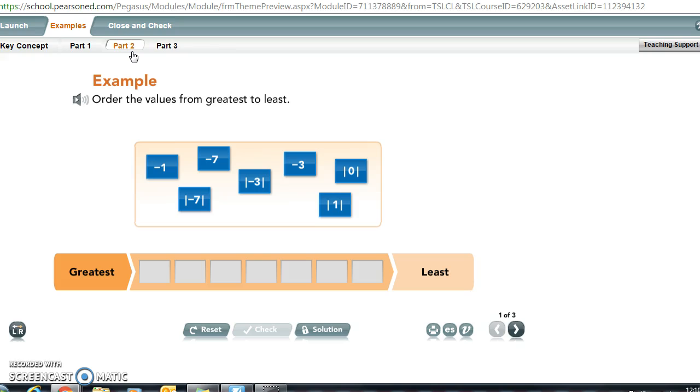So for part 2, it's going to be really, really important for us to stay organized and to think about why we place things in the areas they want us to. So this is greatest, okay, and this is least, which means I know I'm going to have to order from greatest to least. Now, keep in mind, anything with an absolute value bar around it, like this one, this one, this one, and this one, they'll all be positives, right? Because absolute value is always positive.